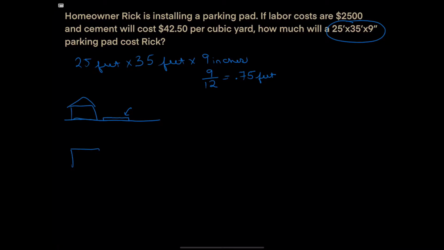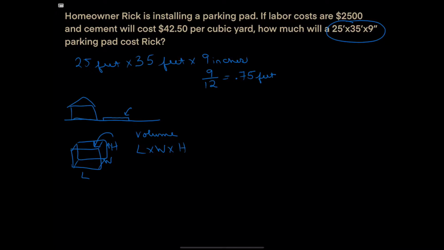Area, as you know, is always length times width. But in this case, we're talking about volume. So we want to fill the box, and if we're going to do that, we need to know the height. So to find volume, that equals length times width times height.